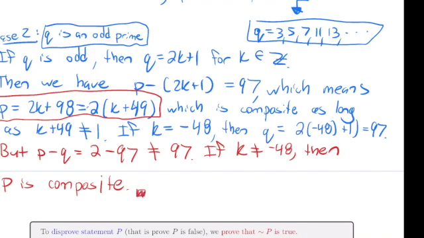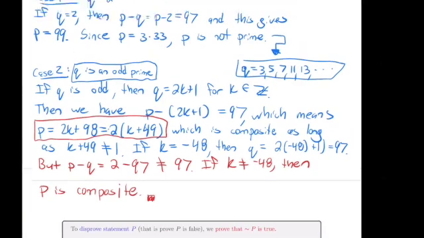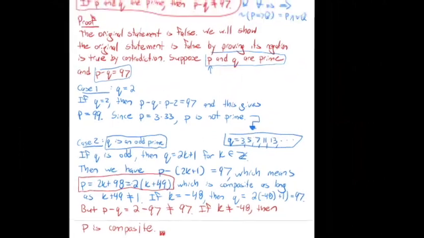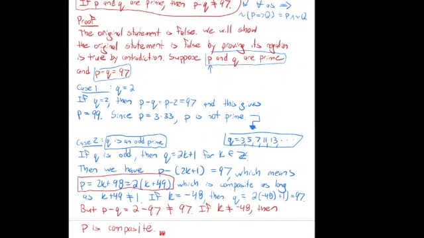So either way, we reach a contradiction. We just reach two different ones. In one case, we contradict that the difference is equal to 97. In the other case, we contradict that P is prime. Any questions?